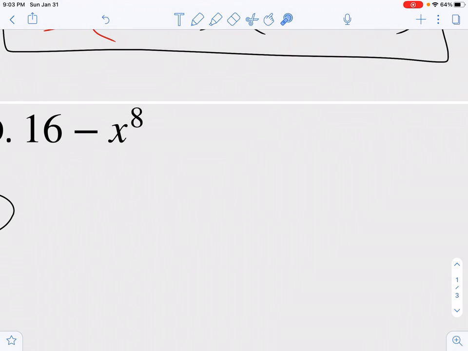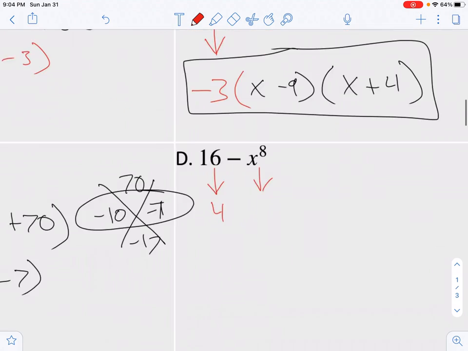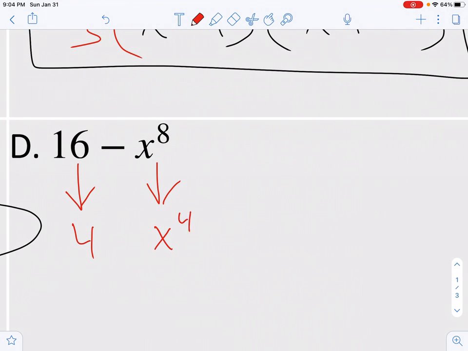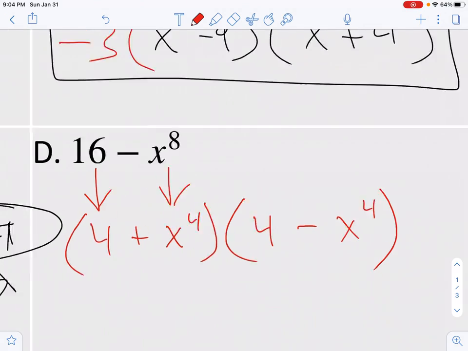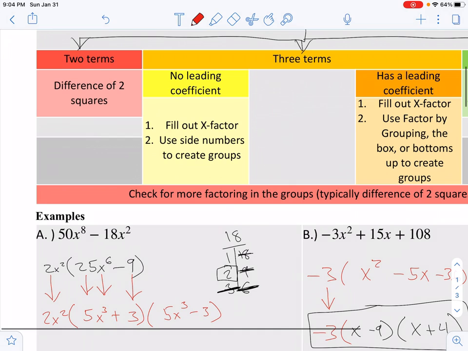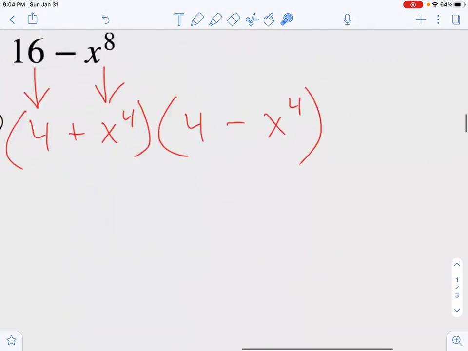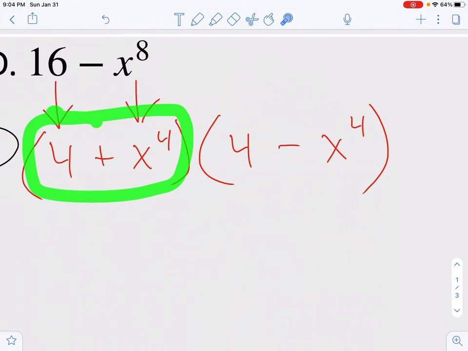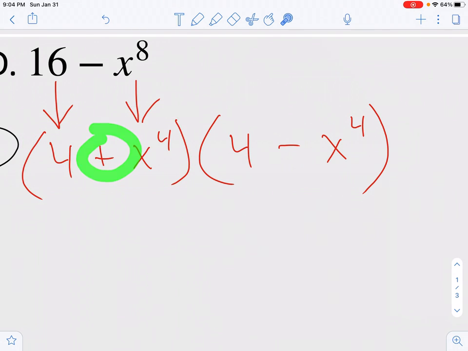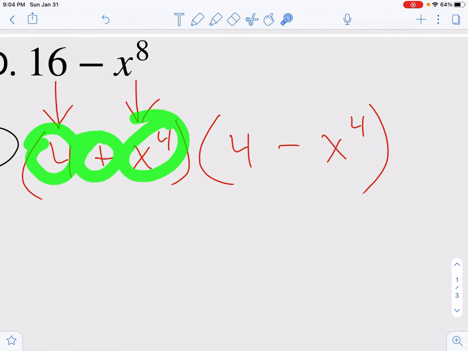The square root of 16 is 4. The square root of x to the 8th is just half of that. So half of x to the 8th is x to the 4th. And then remember, with difference of squares, we create two sets. One that's positive, one that's negative. My next thing to do, after I've done difference of two squares, I want to check for more factoring in the groups. So I'm going to look here. This one I can't factor any further because it has a plus. So even though it's a group of 2, it has that plus. Even though these are perfect squares, this plus sign doesn't let me factor it.